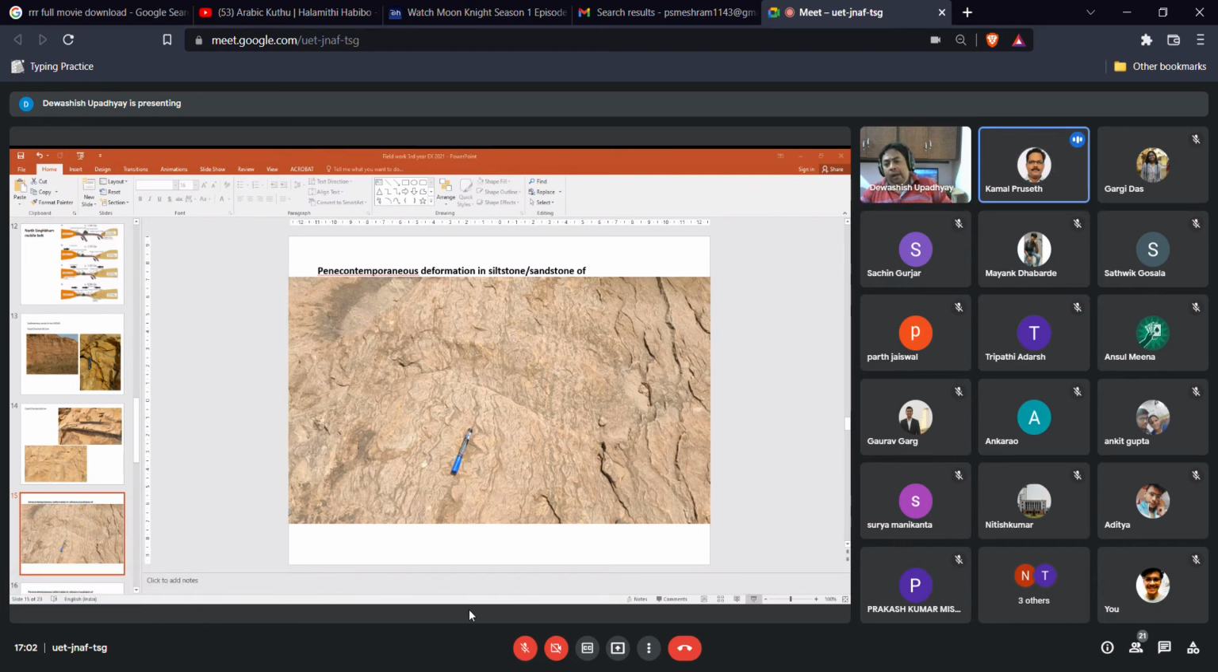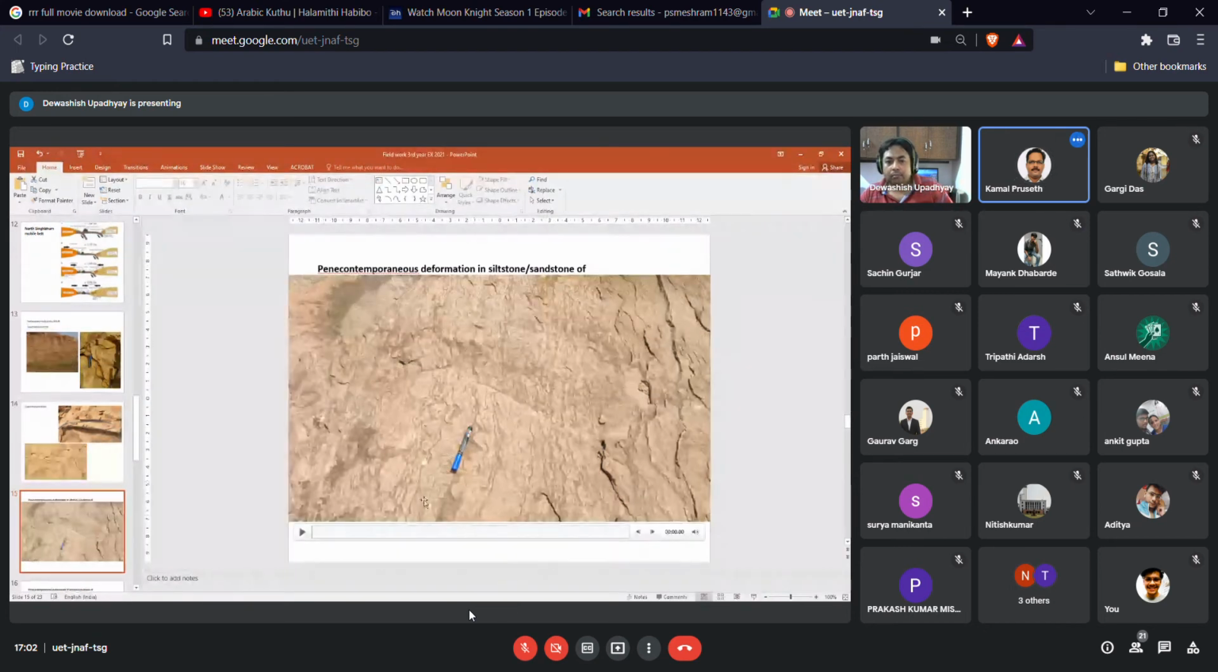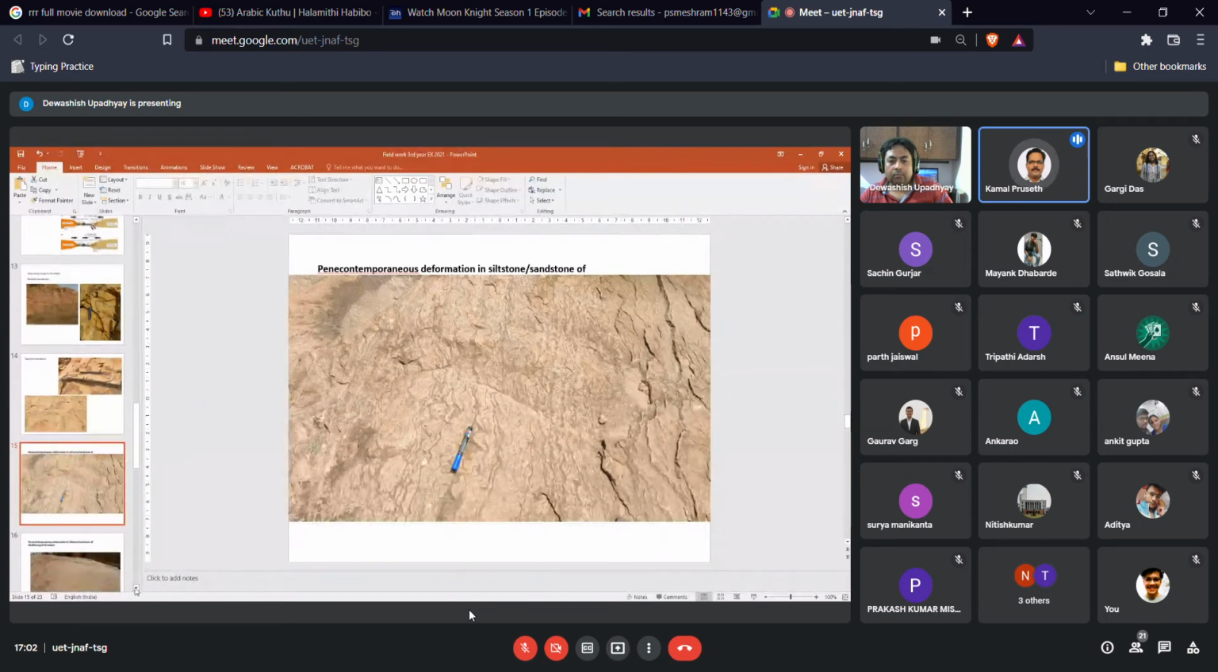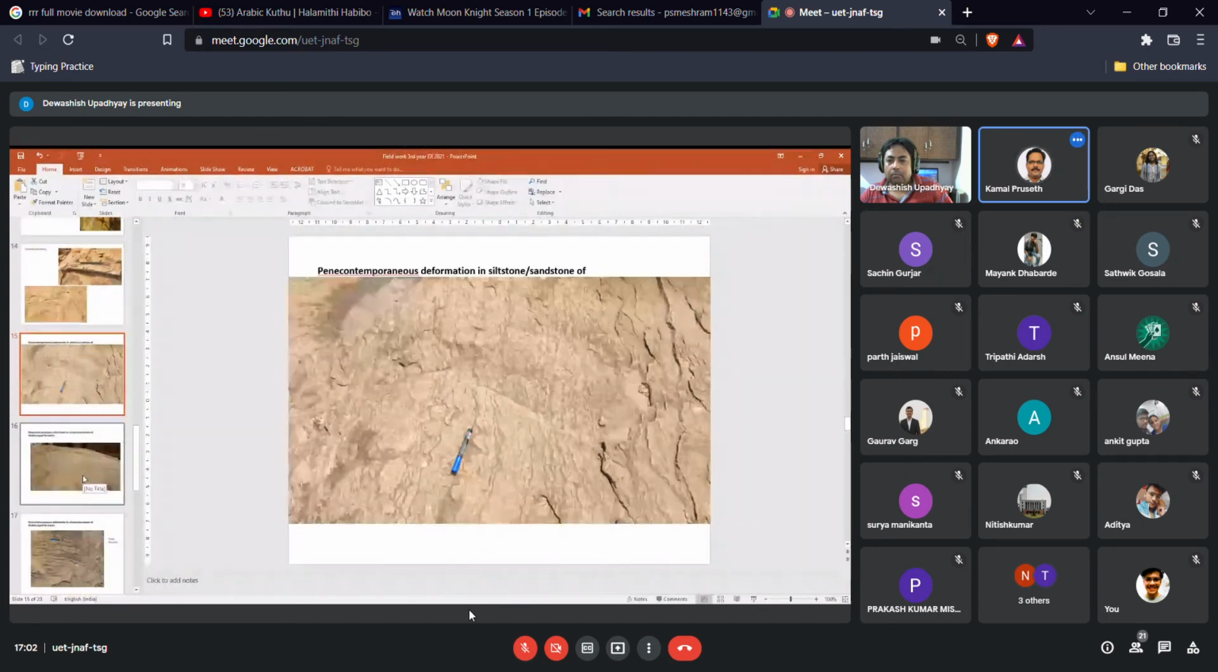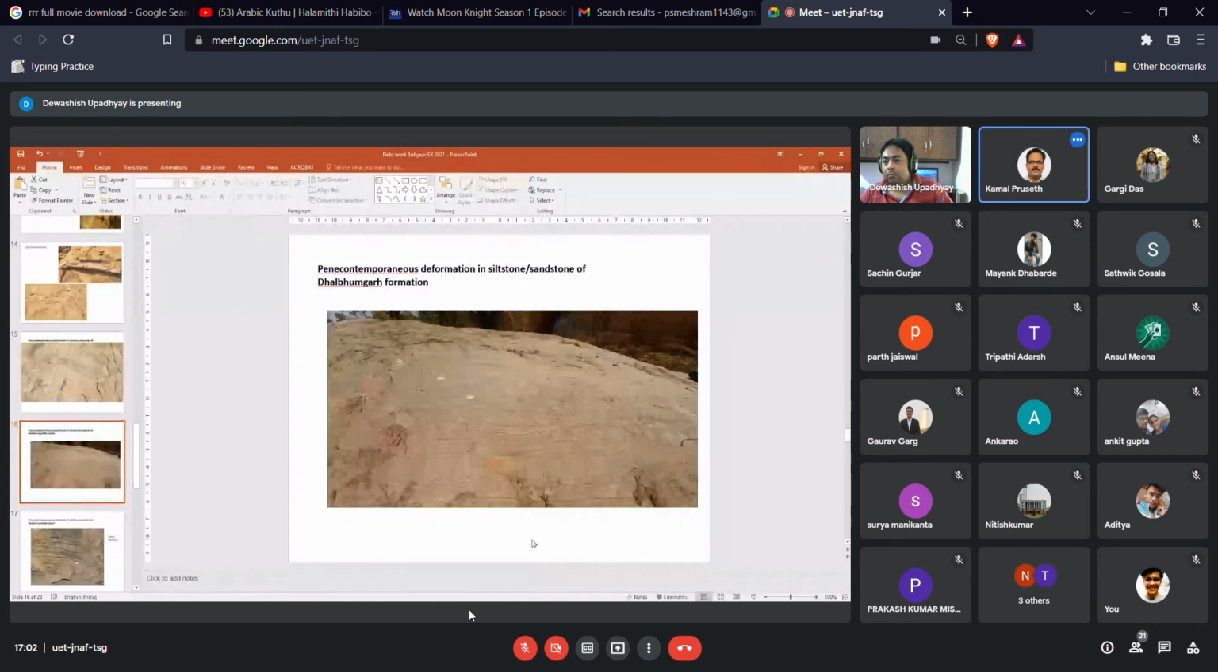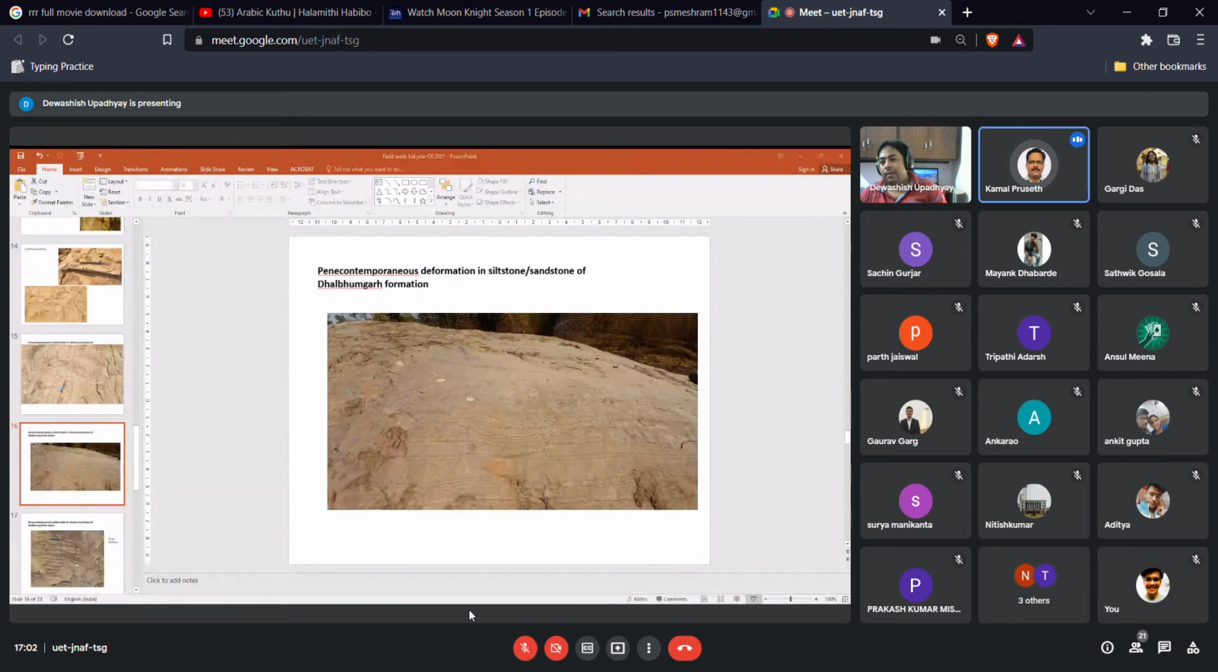Had we gone to the field, it would have been easier, but you can understand that it is something like this. This place where this layer is exposed was actually an airstrip used by the British Army during pre-independence time. It is near Dalbhumgarh, near Ghatshila. Those of you who have heard of Ghatshila.